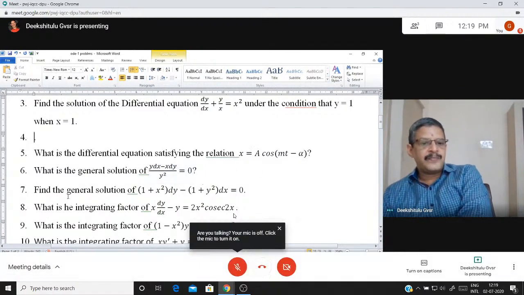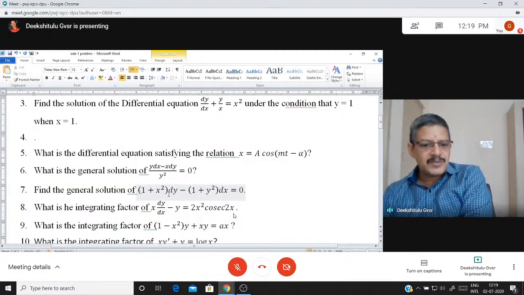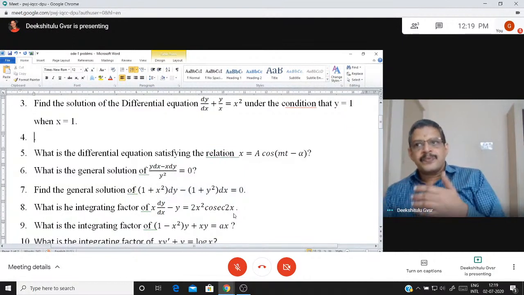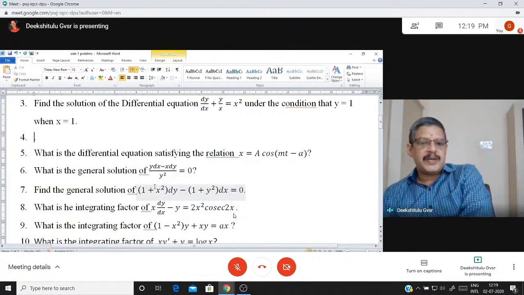Find the general solution of (1 plus x square) y dy minus (1 plus y square) dx is equal to 0. Simply, here 1 plus x square terms are there, and 1 plus y square terms are there. By the variable separable method, this becomes y dy by (1 plus y square) minus dx by (1 plus x square) is equal to 0, or tan inverse y minus tan inverse x is equal to constant. That is the solution. And what is the integrating factor?